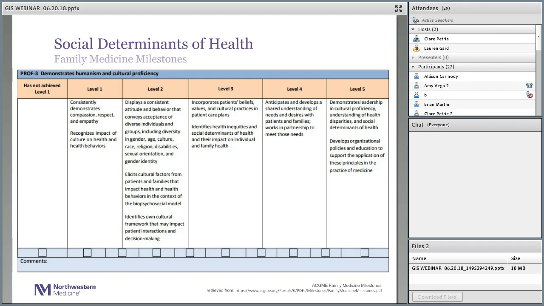And here in one of the family medicine milestones, you see that identifying social determinants of health is considered a bare minimum requirement for graduation.